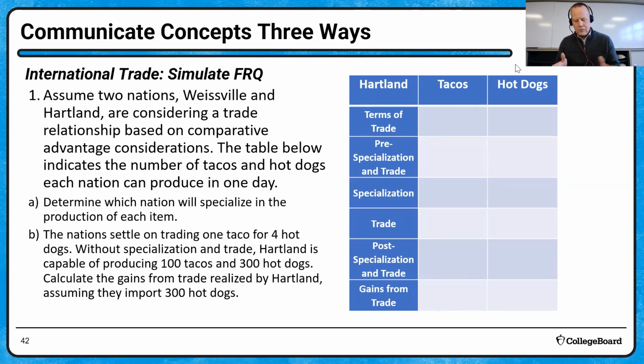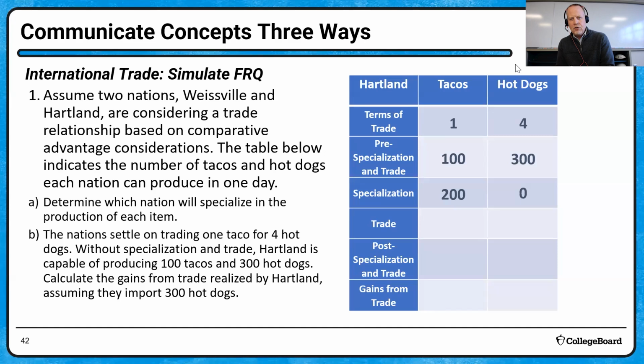So I'm big on tables. I'm big on organization. I'm going to organize my data like this. Our terms of trade were 1 to 4, 1 taco for 4 hot dogs. Prior to specialization in trade, we were told Heartland could produce 100 tacos, 300 hot dogs. That's a point on their PPC. It's right in the middle, actually. If they specialize, because they have comparative advantage in production of tacos, they're going to produce 200 tacos and 0 hot dogs. They want to have 300 hot dogs.